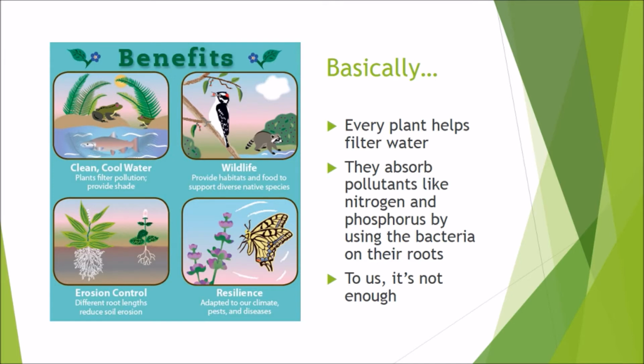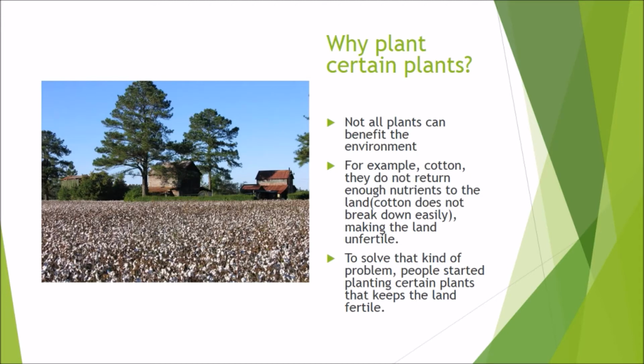One of the most energy efficient and money saving methods is to plant plants. First, people must know a few things. Basically, every plant helps reduce pollution. They absorb pollutants like nitrogen and phosphorus by using bacteria on their roots. These bacteria help break down the bond between the pollutant and the soil particle. It is still not enough to go against the rate of growth of pollution.